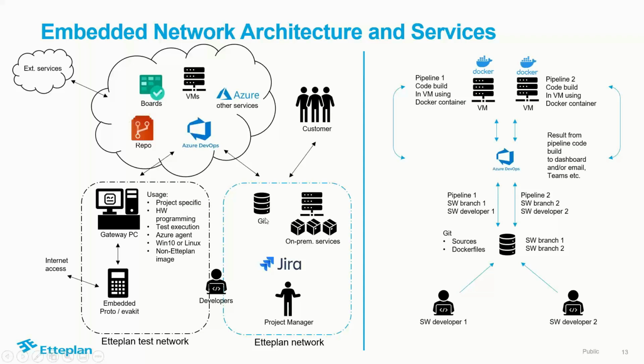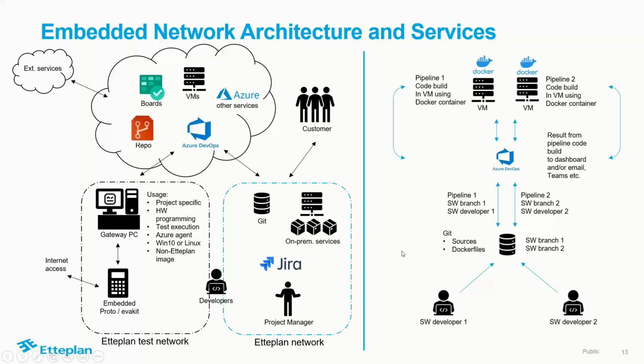On the other hand, on the Etteplan network side, we have different kinds of services. We have virtual machines and project management tools, and the possibility to access our Git repositories, for example. The Azure DevOps Repos equals Git services, Boards is something similar to Jira, and you have virtual machine capabilities present also. Of course, you can combine other Azure features to be utilized in your project, and also some external services.